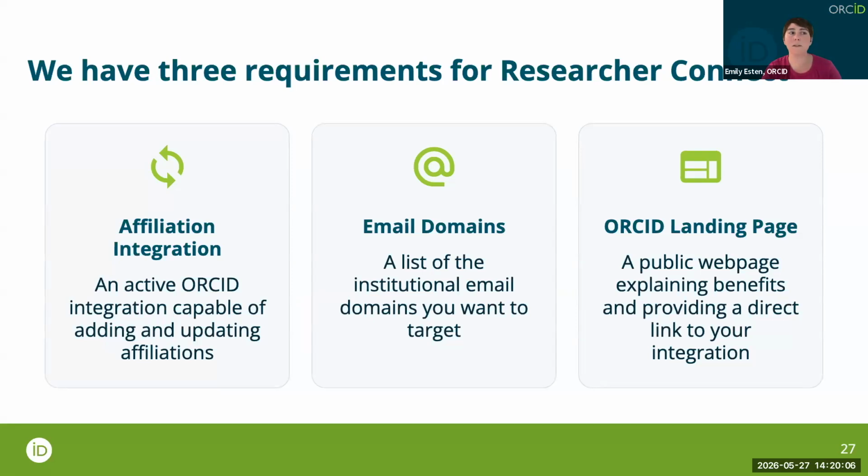The second is an email domain, so a list of institutional email domains that you want to target. This is for that verified email domain that we're looking for. Any email domains associated with your institution that we can send these to. Now, you can target this if your institution, for example, has subdomains for different types of researchers at your institution.